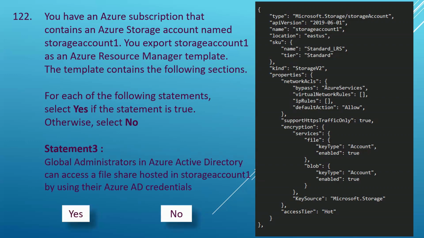Third statement: global administrators in Azure Active Directory can access a file share hosted in storage account 1 by using their Azure AD credentials. Azure AD roles like global administrator don't provide access to individual resources. So this statement is incorrect. You will need to use RBAC roles to grant access being talked about here. Let's look at the next question.